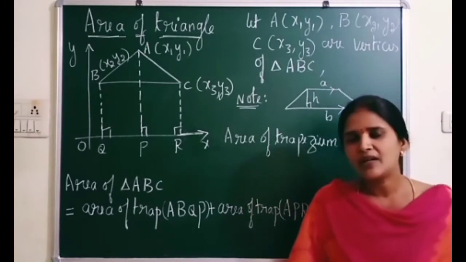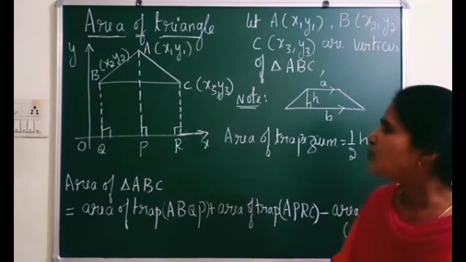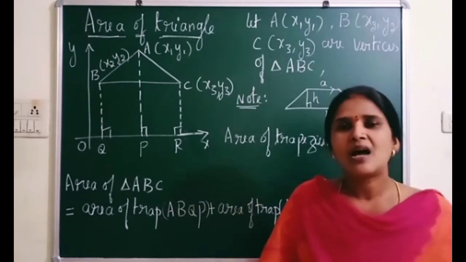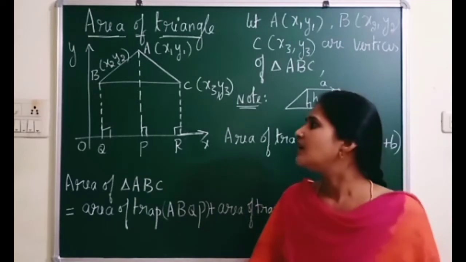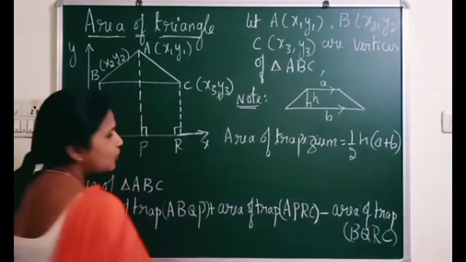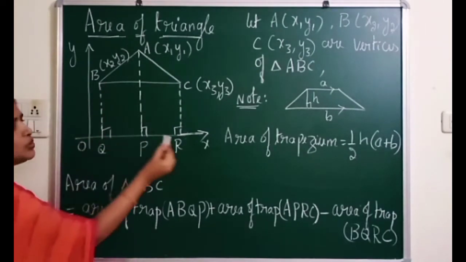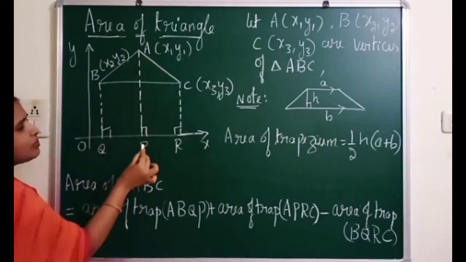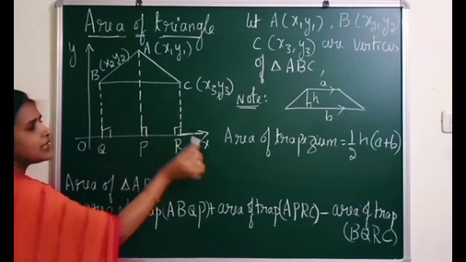Now what we have to find? We need to find the area of triangle ABC. As you know already, the area of triangle ABC is half into base into height. But here we are not using that. For that we need a construction. What is the construction here? You can see I have drawn BQ perpendicular to x-axis, AP perpendicular to x-axis, CR perpendicular to x-axis.